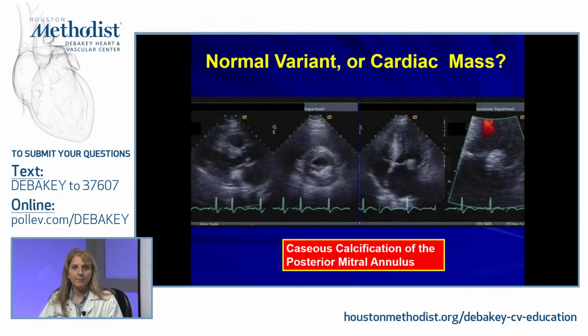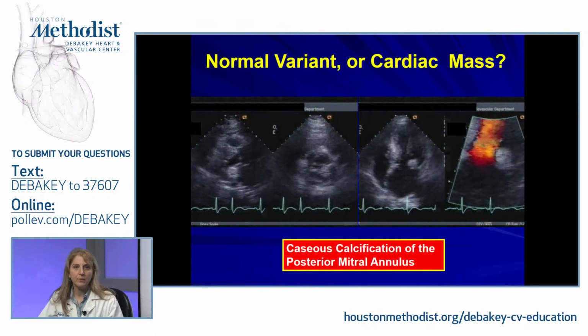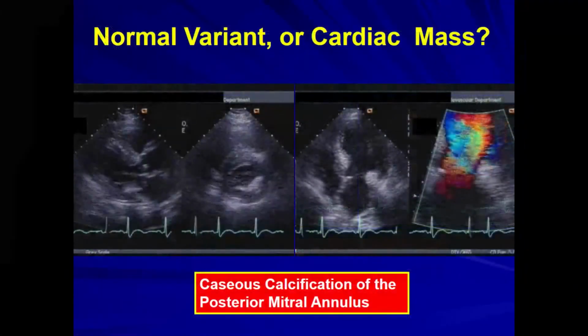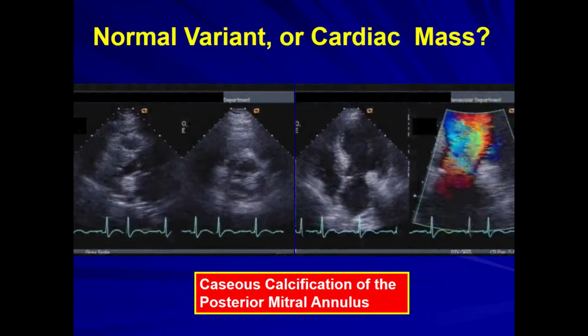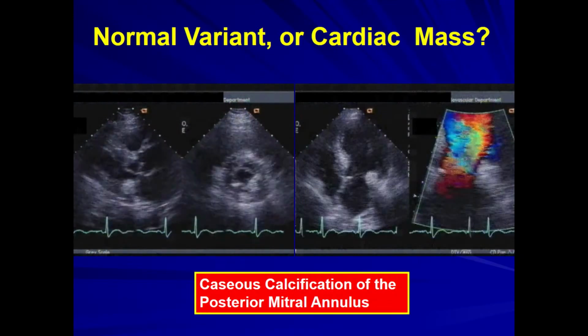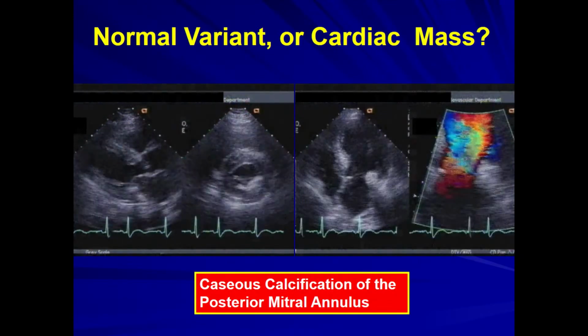So this is an example. You can see that it's pretty obvious where the mass is. It's a very circular mass in that posterior annulus on that parasternal long axis view, and you also see it in the posterior lateral annulus on the short axis view. And in the apical views, you can see that it's sitting there in the lateral annulus. It's very bright, very calcified, very circular, and by color Doppler, it doesn't appear to be causing any sort of hemodynamic consequences. This is an excellent example of caseous calcification of the posterior lateral mitral annulus.